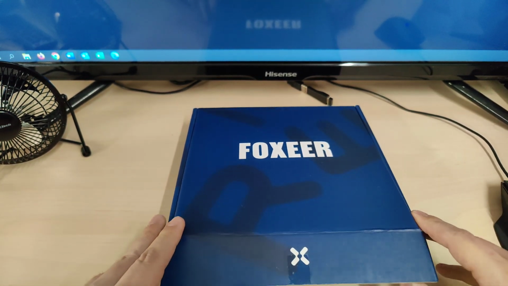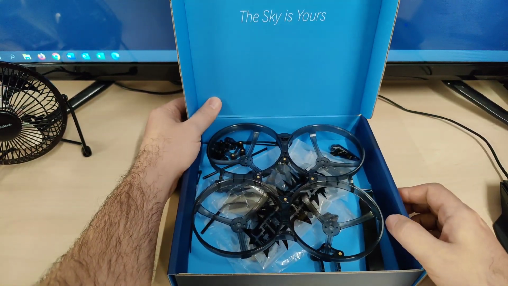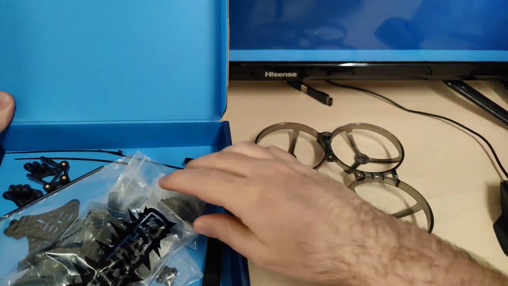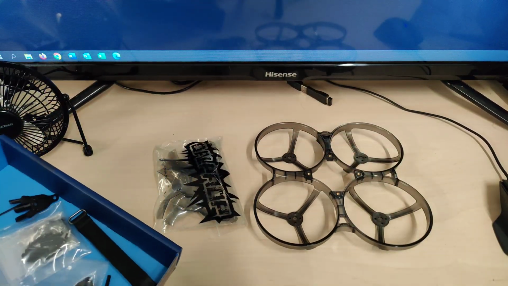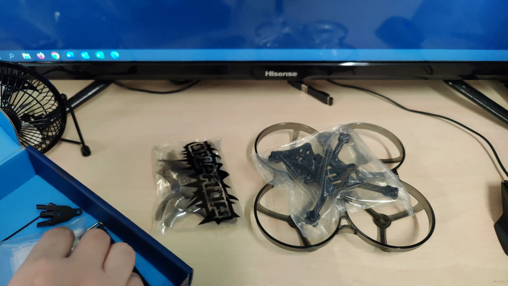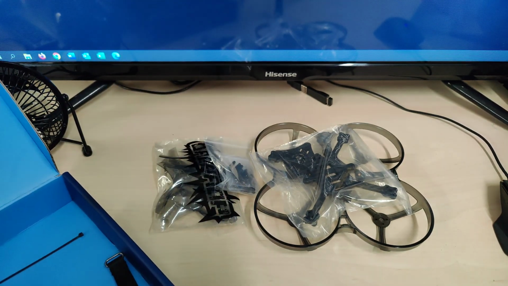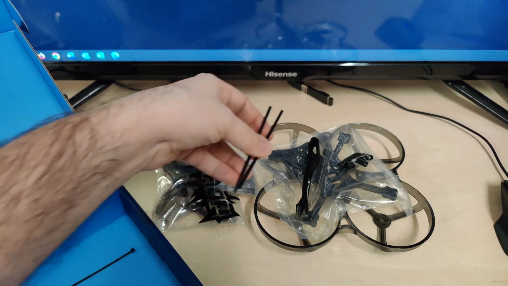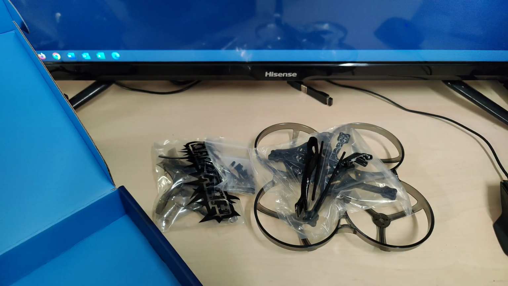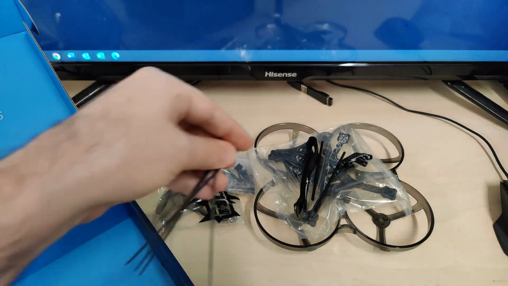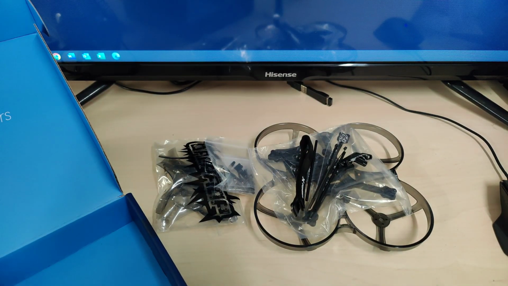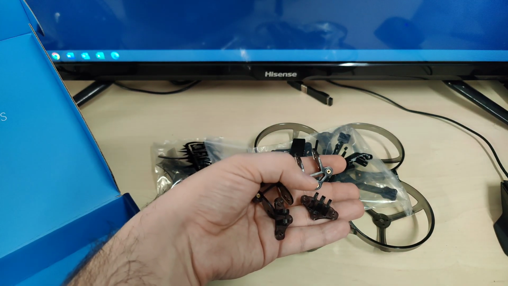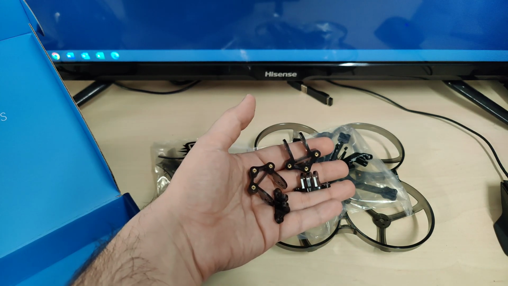So let's get right into it and see what we got. So this is the box, that's what you get. It says the sky is yours. So we've got the main frame, we've got a set of props, we've got the carbon parts, screws, some TPU parts, battery strap, antenna tubes, and what else we get? We get 4 zip ties, and also we get a set of different camera mounts and a mount for the GoPro or GoPro Naked.